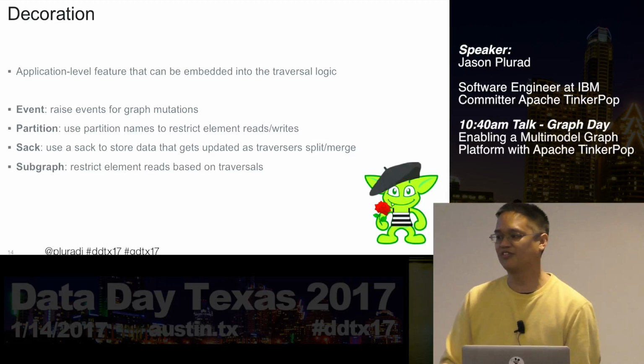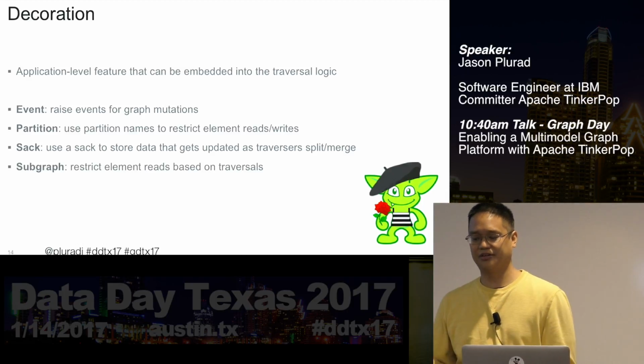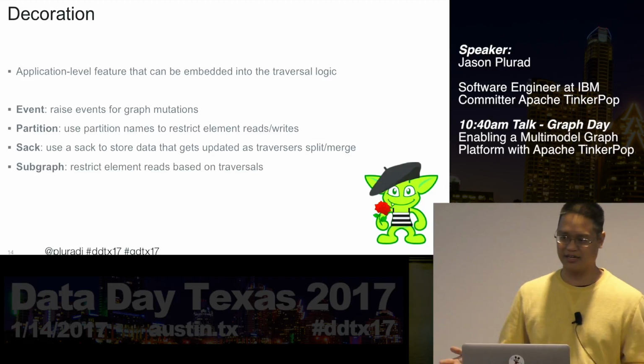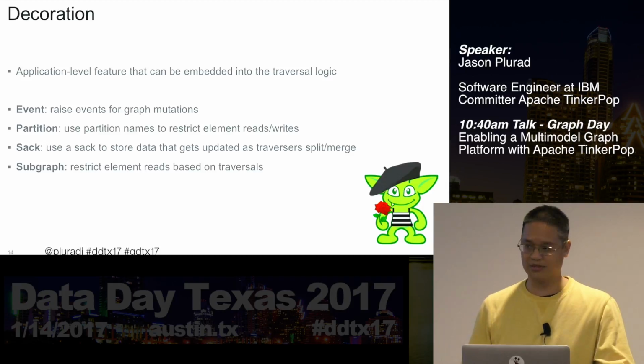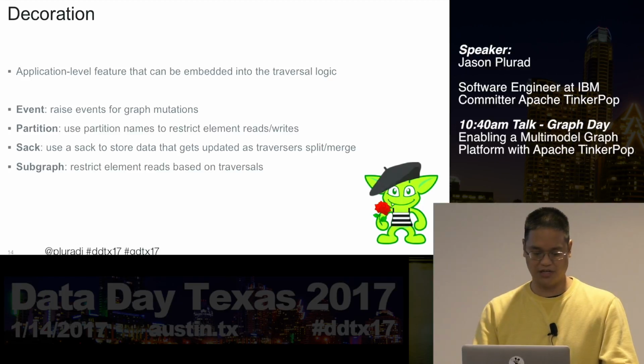Similarly with subgraph, you could try to read only a portion of your graph as opposed to exposing the entire graph to your user by restricting by labels or other properties to define what specific pieces of the graph you want to expose through a read operation.